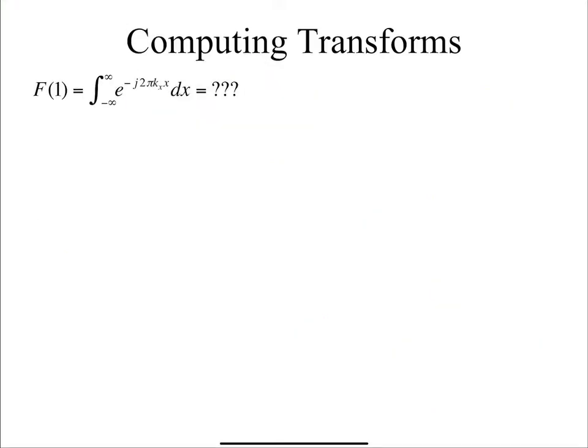Okay. How about this one? Anyone want to take a gander at computing this one? Let's try. So how do we integrate an exponential?